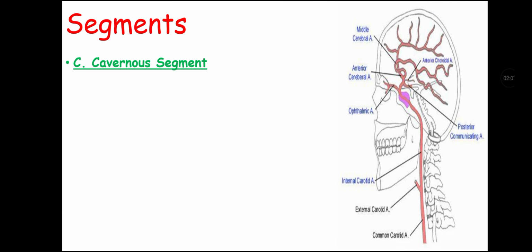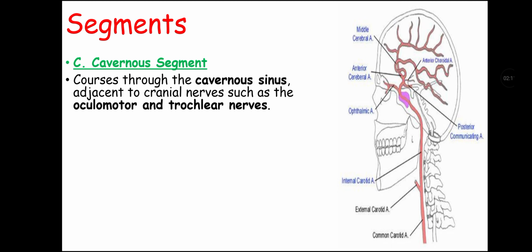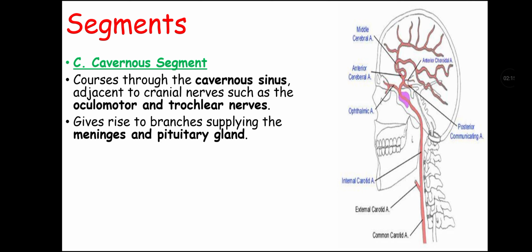Then third segment of internal carotid artery is cavernous segment that courses through the cavernous sinus adjacent to the cranial nerves such as oculomotor and trochlear nerve. It gives rise to branches supplying the meninges and pituitary gland.